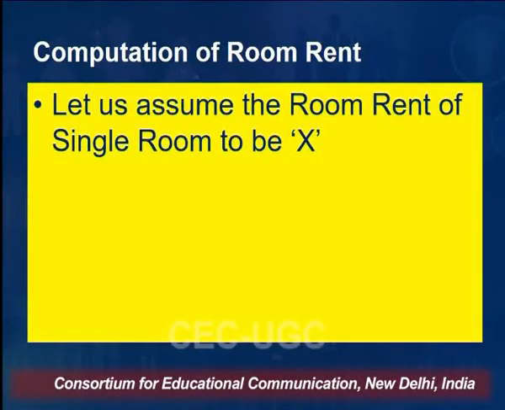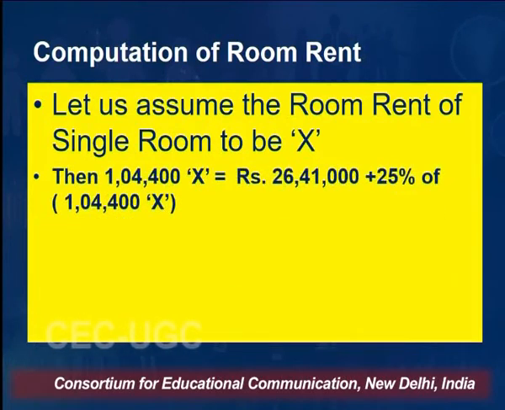Now here is the point where you have to pay little attention. Computation of room rent. So let us assume the room rent of single room to be X. Just like in doing all mathematical calculations, we either assume X or we assume 100. I am assuming X. Now 1,04,400 is the equivalent total value which we had computed. So 1,04,400 X is equal to 26,41,000 plus 25% of 1,04,400 X.